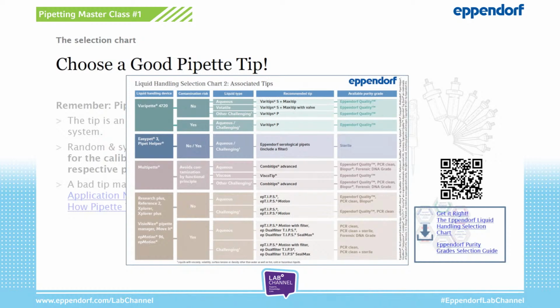And in this context, you should just answer 2 questions. Is there an increased risk of contamination in the application you want to perform, and what type of liquid is used? And in this way, you can quickly and quite easily identify the suitable pipette tips for your liquid handling tool.